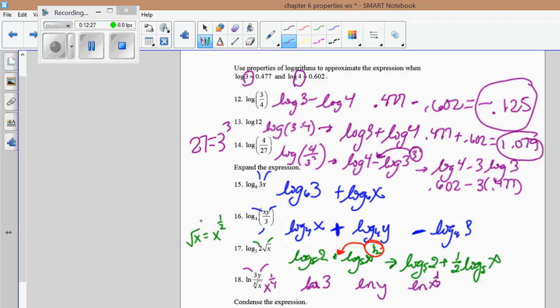3 is up on the numerator, so it gets an invisible plus sign right here. Y is up in the numerator, so it gets a plus sign. And then x to the 1/4 in the denominator means it's negative. Now we're not done yet because the 1/4 has to come down. So I'm going to rewrite this one last time. It's the natural log of 3 plus the natural log of y minus 1/4 natural log of x.